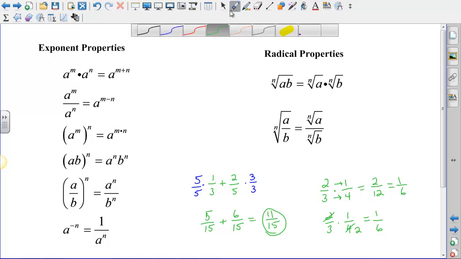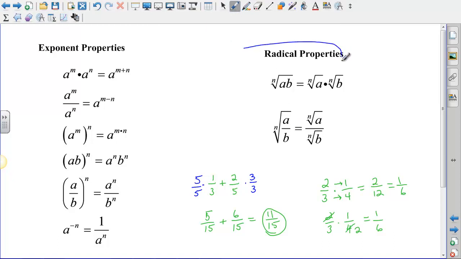The other new thing that we have here is the radical properties, and the radical properties kind of follow the same idea as the exponent properties. So whenever we're multiplying underneath the radical, I can break it up into the radical of and multiply both those. Or if I'm dividing underneath the radical, I can break it up so it's a radical divided by a radical. Just so long as those radicals are the same. If this were a cube root of x and a 4th root of y, I cannot multiply those two together because these roots are different. If they are the same, then I can multiply them together.